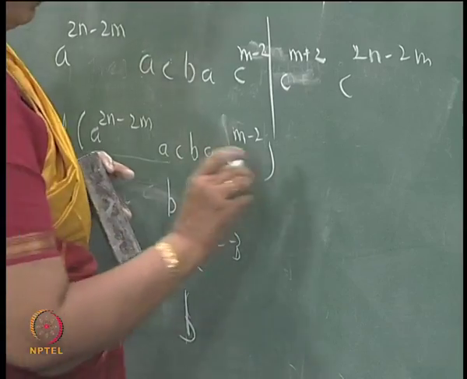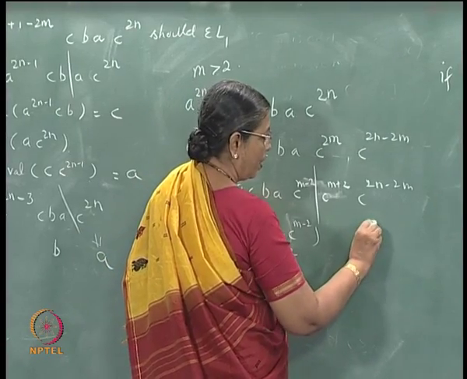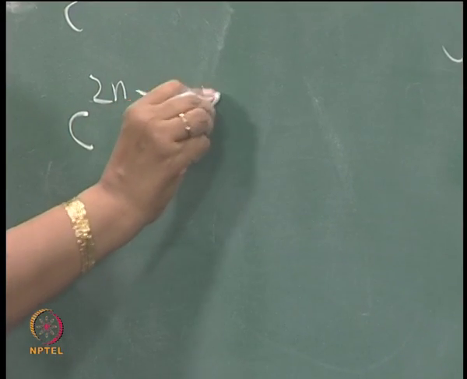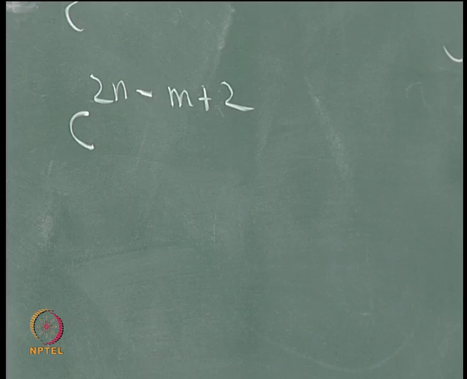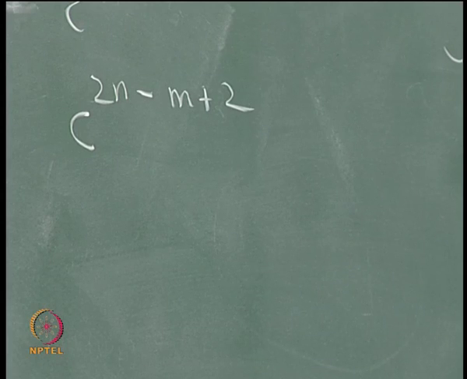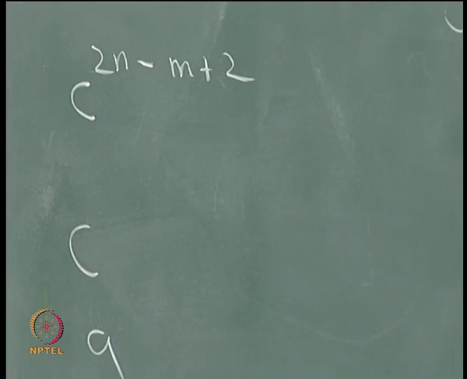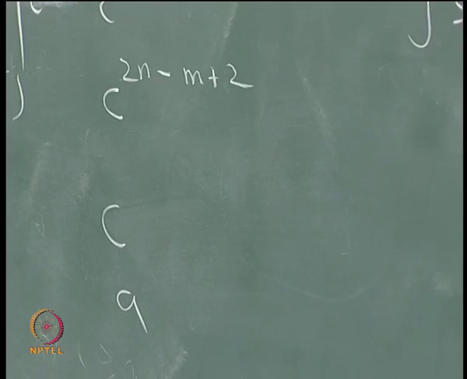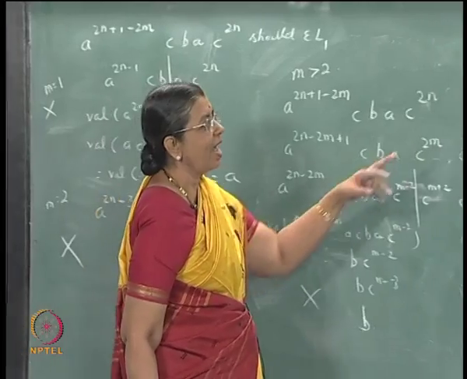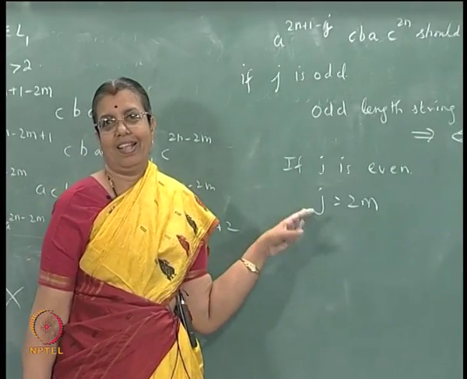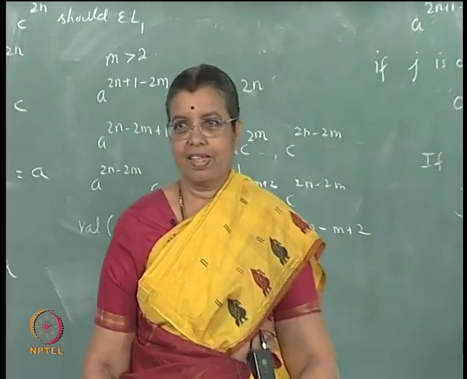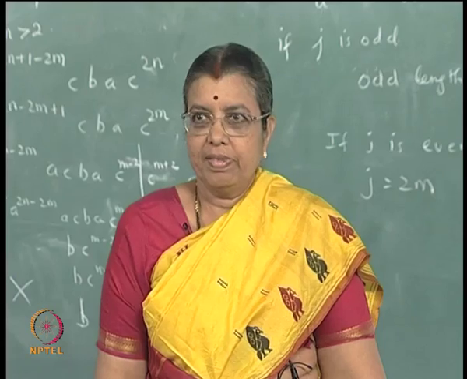And what about this portion? This is C power 2n minus m plus 2. In a string of C's, depending on whether m is even or odd, the power will be even or odd. Either way, it will evaluate to C or E. It will not evaluate to B. So, this is also ruled out. So, whether j is odd or even, the pumping lemma shows that it is not regular. Okay. So, I will stop with this.